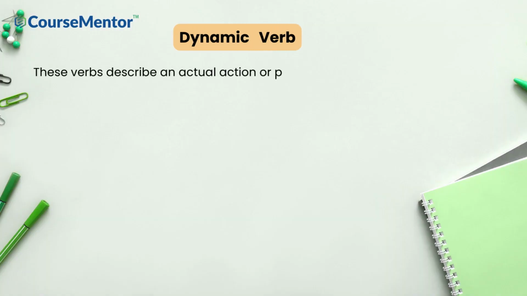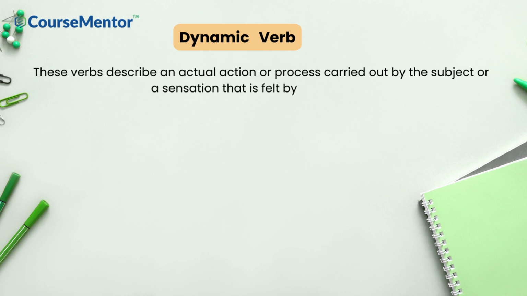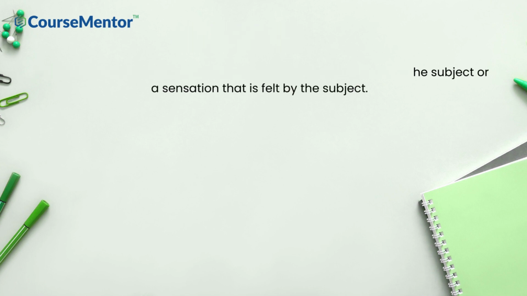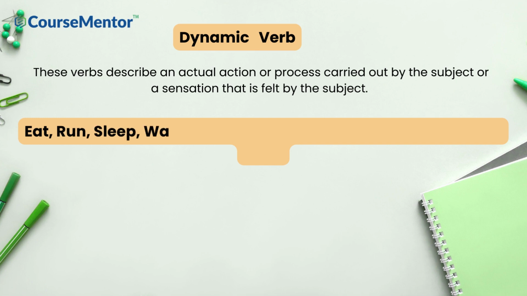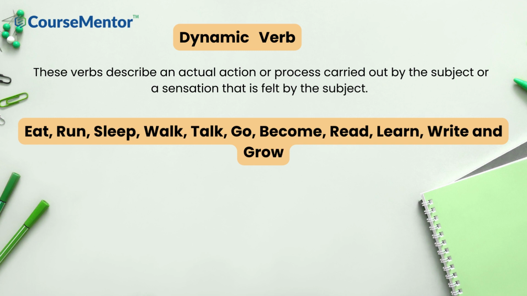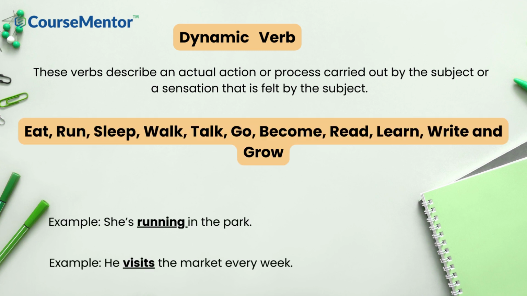Dynamic verb. These verbs describe an actual action or process carried out by the subject or a sensation that is felt by the subject. This includes eat, run, sleep, walk, talk, go, become, read, learn, write and grow. For example, she's running in the park. He visits the market every week.